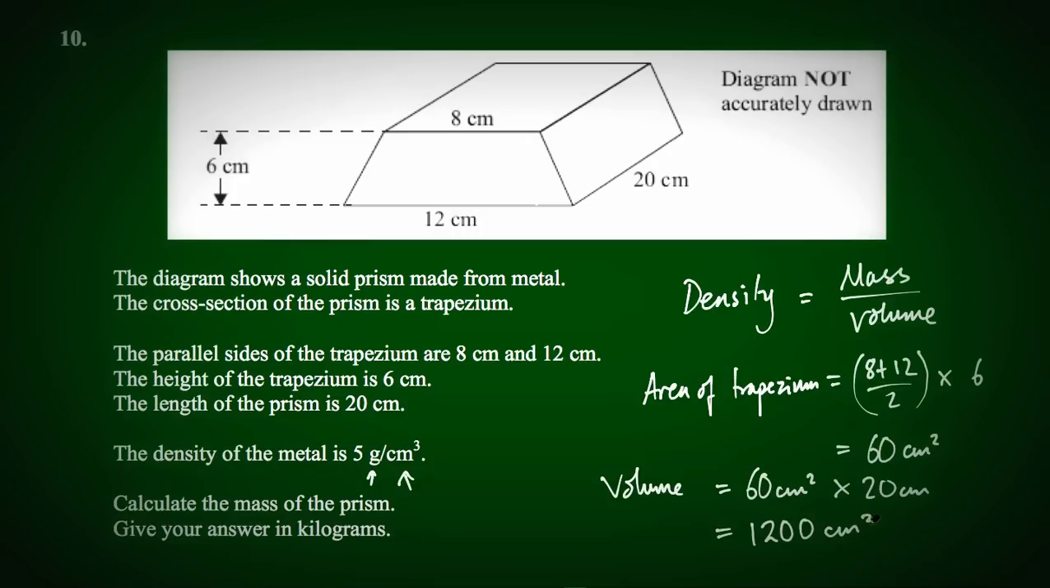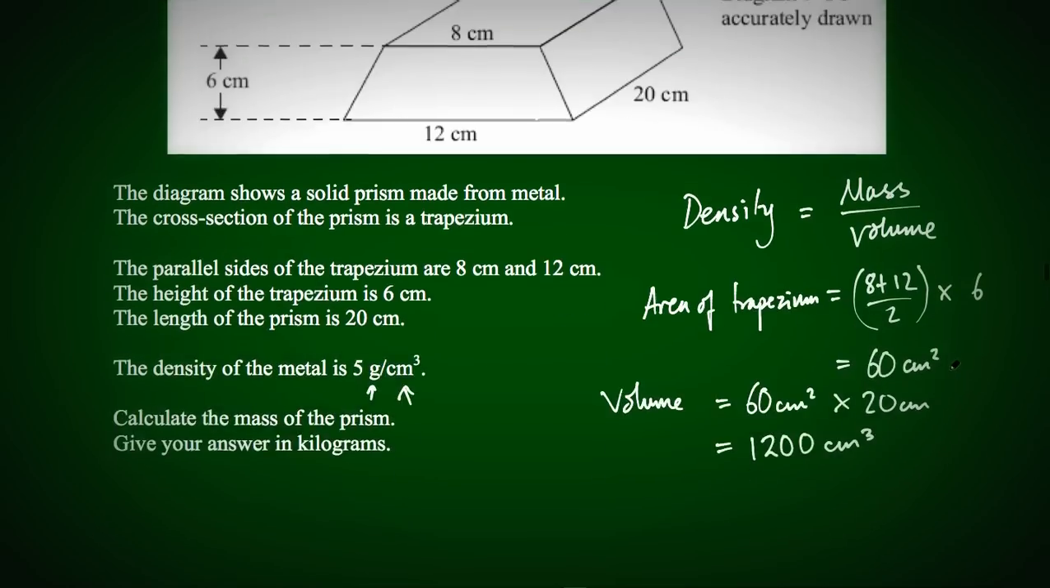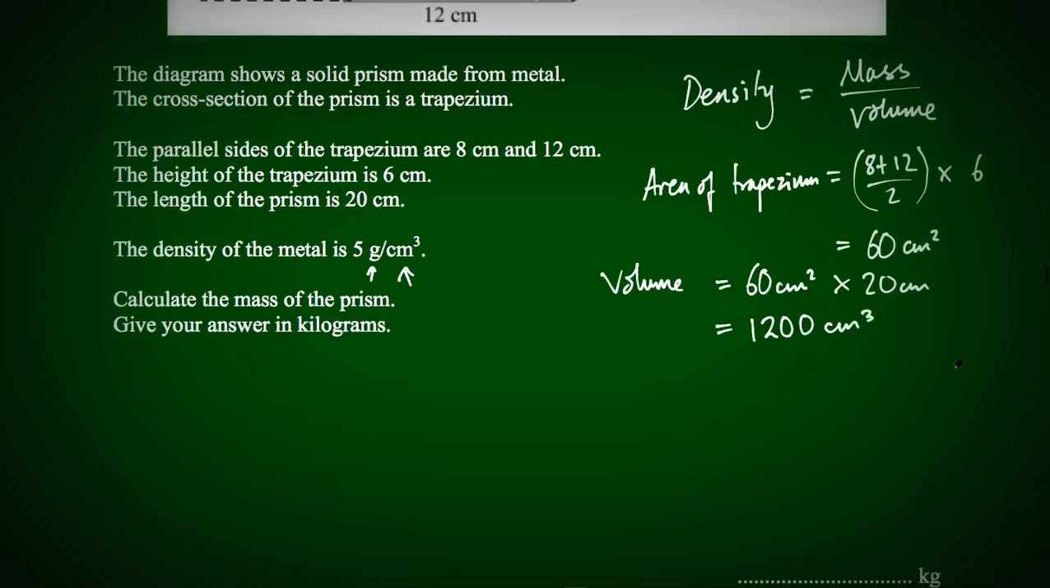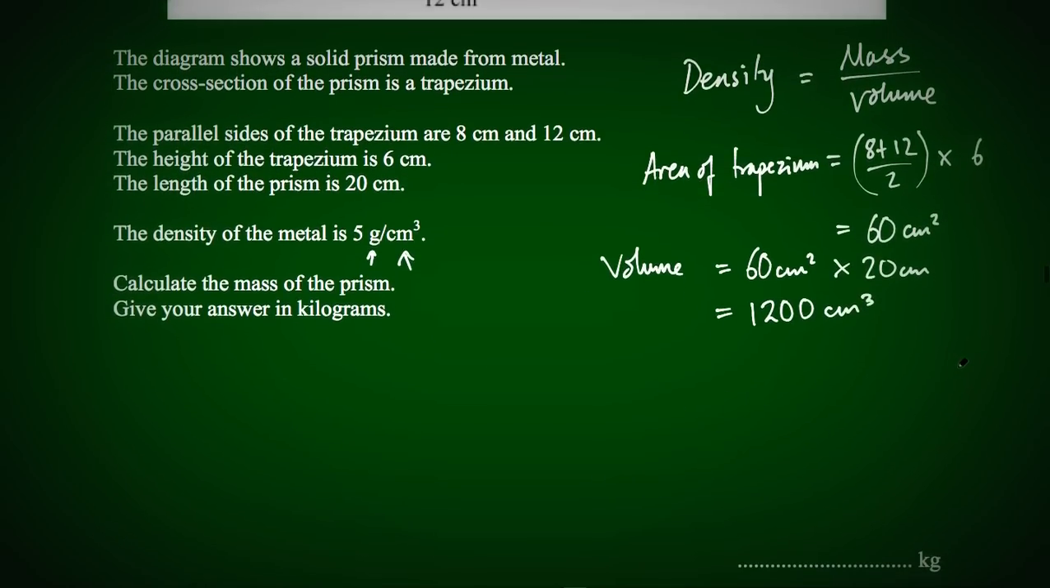1,200 centimeters cubed, making sure that I do the 2 times 60, which is 120, and then multiply that by 10 again, because it's multiplied by 20. So 1,200 centimeters cubed. Density is mass over volume, and I need to find the mass of the prism. So if density is mass over volume, if I multiply both sides by volume, I get mass equals density times volume.